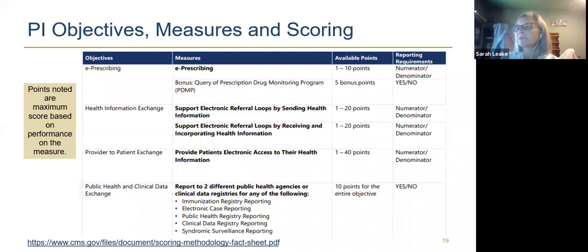And you must understand your workflow and how to complete both the sending and the receiving. So under this, you have support electronic referral loops by sending health information, and you have another one that's 1 to 20 points that is referral loops by receiving the information. Again, you have to have at least 1 sending and at least 1 receiving to pass this. Otherwise, you would need to claim an exclusion for it.